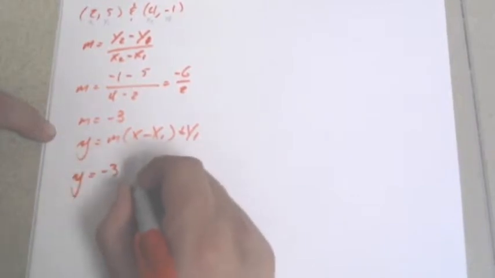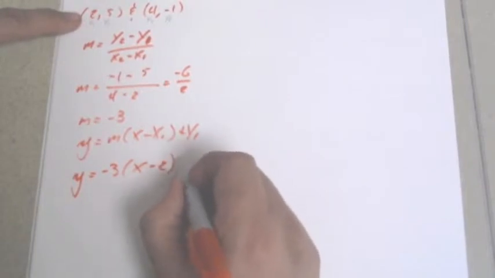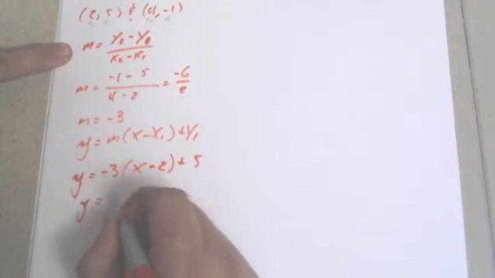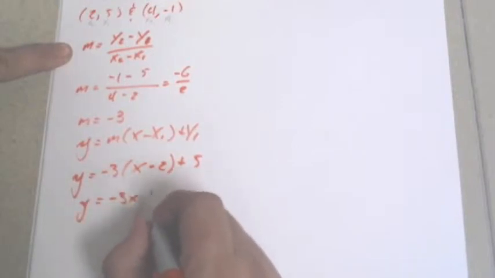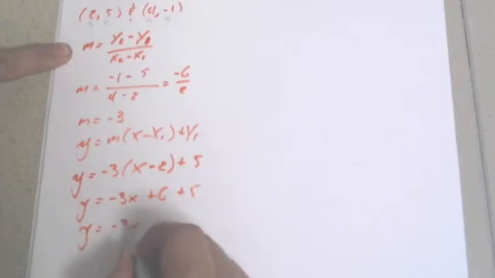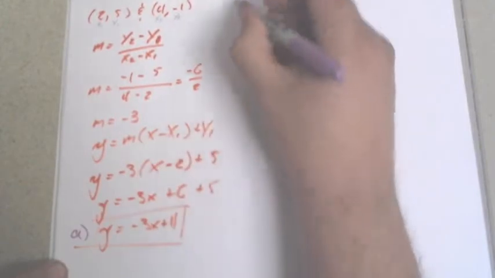So y equals -3 times (x minus my x1, which was 2) plus my y1, which was 5, and then just simplify. So y equals -3x plus 6 plus 5. So y equals -3x plus 11. So that's your line in slope intercept form that passes through those points. So that's part A.